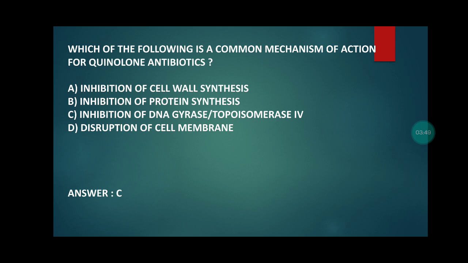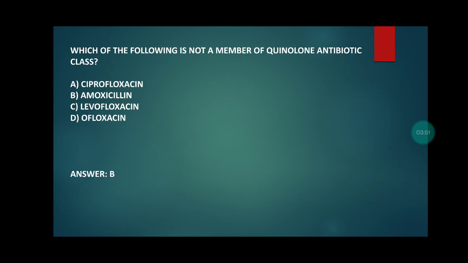Then moving forward to the next question. The second question is, which of the following is not a member of quinolone antibiotic class? The options are A. Ciprofloxacin, B. Amoxicillin, C. Levofloxacin, or D. Ofloxacin. The quinolone antibiotic class contains all the three: ciprofloxacin, levofloxacin, and ofloxacin. The odd one out among the four options is amoxicillin. That is a penicillin. So the correct answer would be option B, that is amoxicillin.